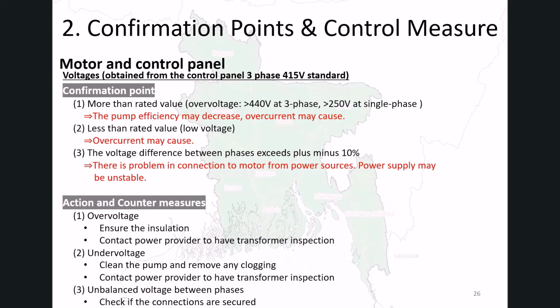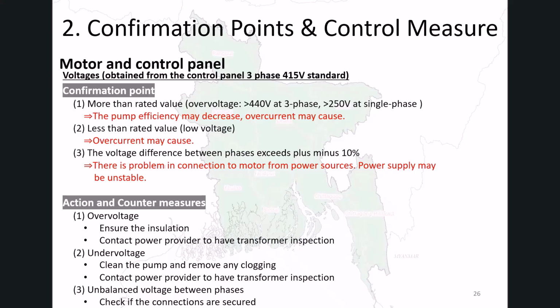On the other hand, if the voltage is too lower than rated value, the motor draws more current to maintain the required torque, which may also cause overcurrent. As countermeasure, clean the pump and remove any clogging to reduce the load. If the voltage continues to exceed the acceptable range, contact the electricity provider to have the transformer inspected.